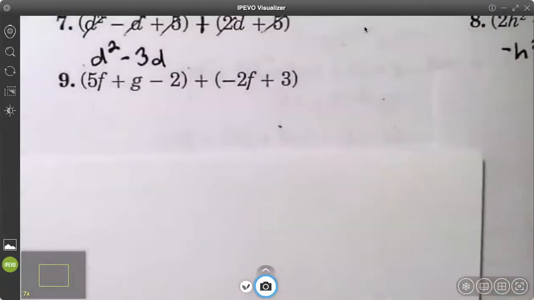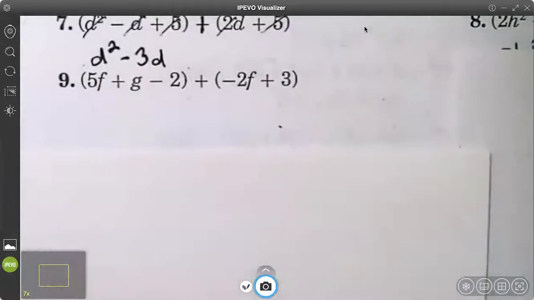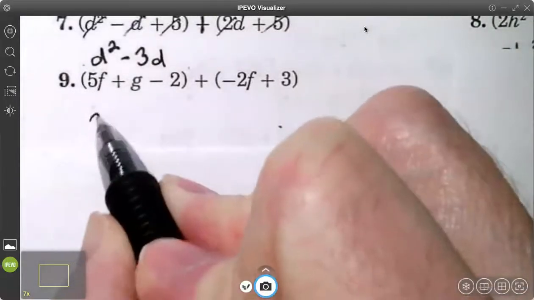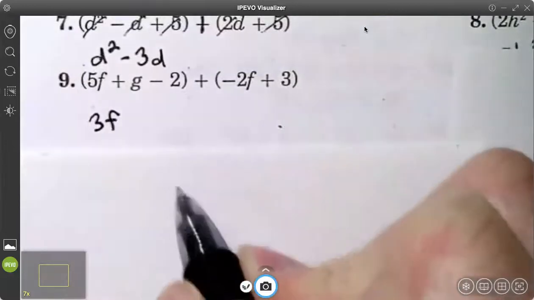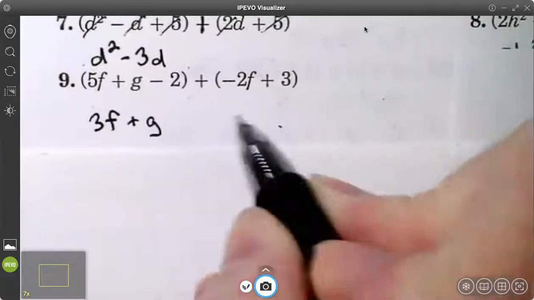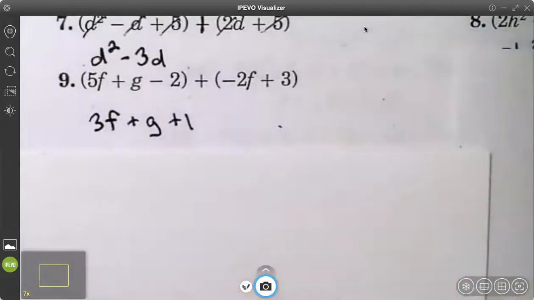Number 9. Number 9 is addition. I have a couple of degrees of 1, so I'm going to go alphabetical. Start with my f's. 5 minus 2 is 3f. Then I do my g's. I don't have anything to combine it with, so it comes down. Then I do my constants. Negative 2 plus 3 is positive 1. Trinomial, degree of 1, leading coefficient 3.